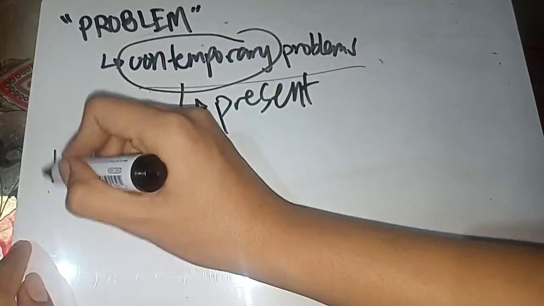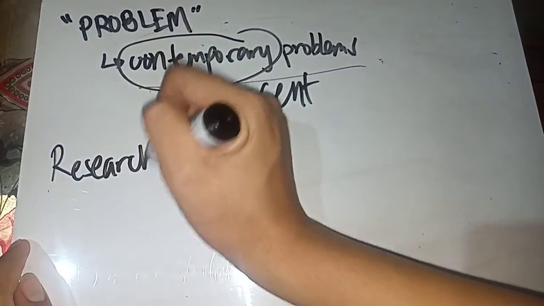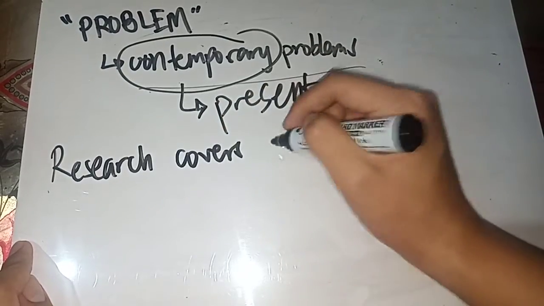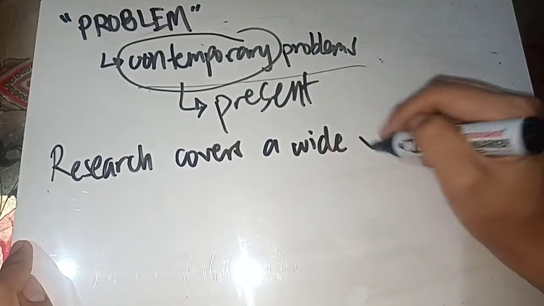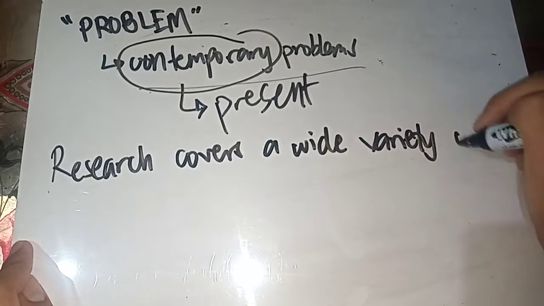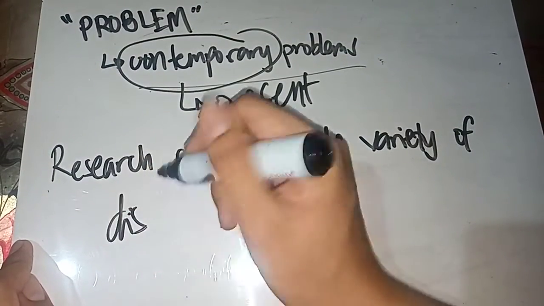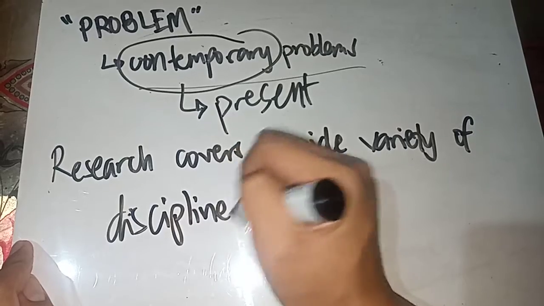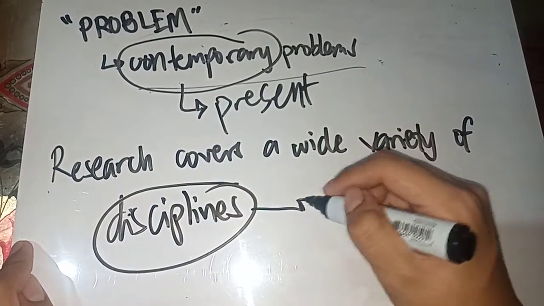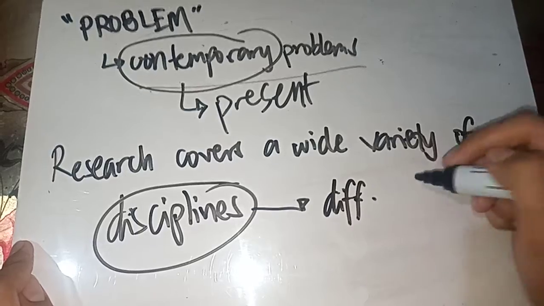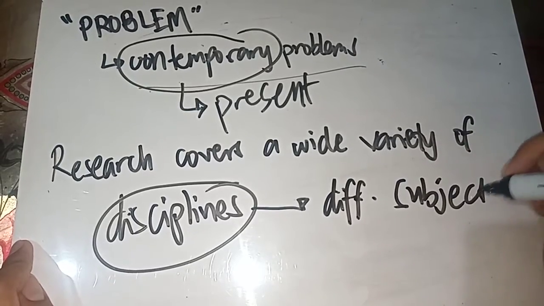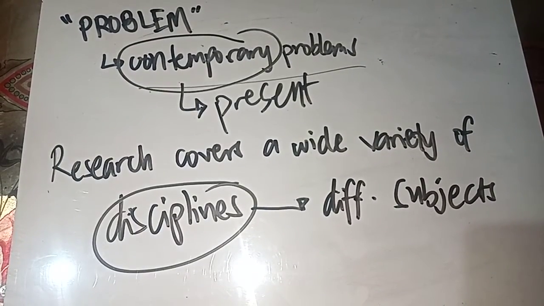Okay, let's write that down. Research covers a wide variety of disciplines. Whenever we say disciplines, it pertains to the different subjects. Just like what we mentioned earlier, may it be in the field of sciences, maths, social studies, linguistics, anthropology, etc. Research covers a wide variety of disciplines.